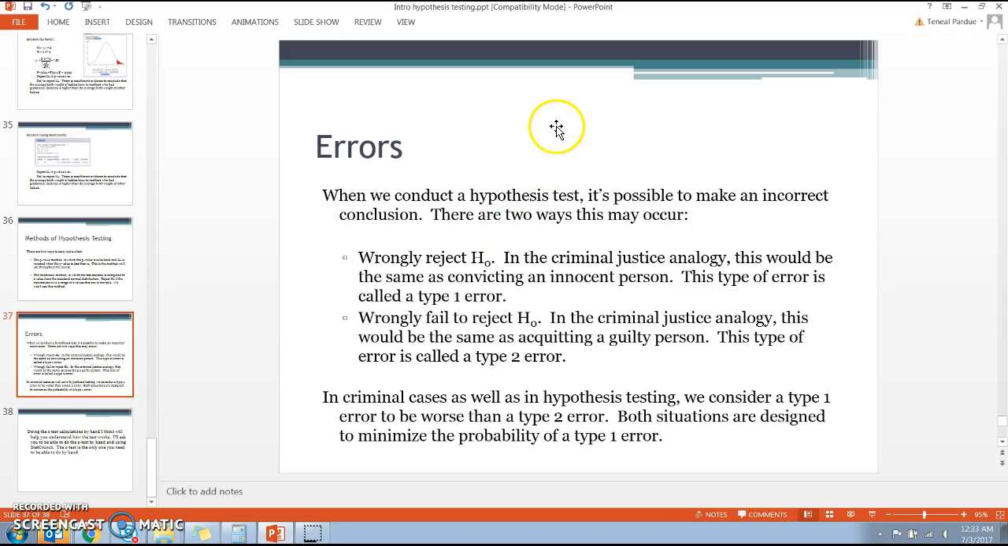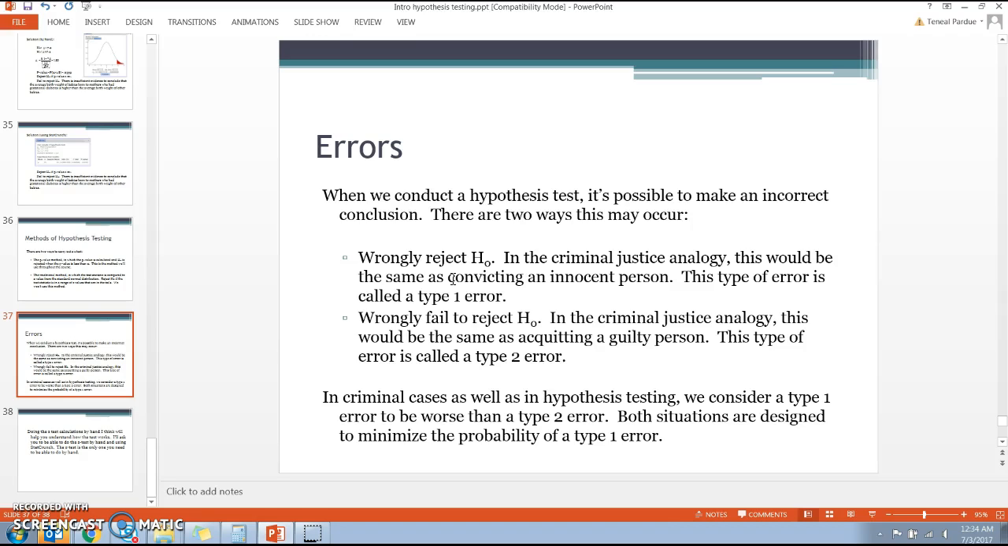So, back to what our hypotheses were. We said that the null hypothesis was innocent and the alternative hypothesis was guilty. So, if the jury wrongly convicts somebody, that's rejecting H-naught in error. So wrongly rejecting H-naught, rejecting H-naught when H-naught is really true. This type of error is called a type 1 error. The other kind of error, acquitting a guilty person, is wrongly failing to reject H-naught. So failing to reject H-naught when they really should have rejected it, finding the person guilty. This type of error is a type 2 error.